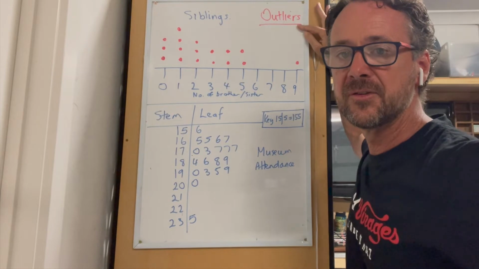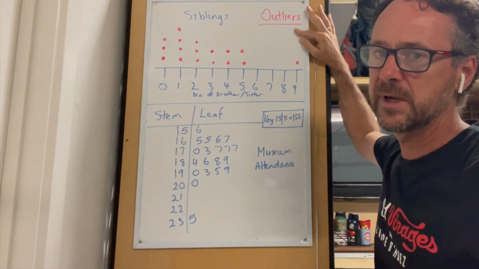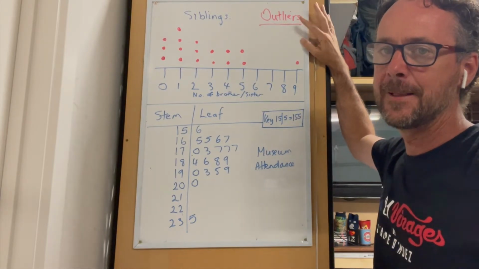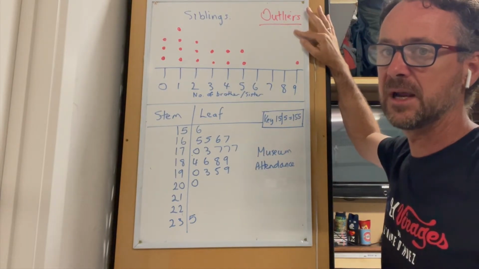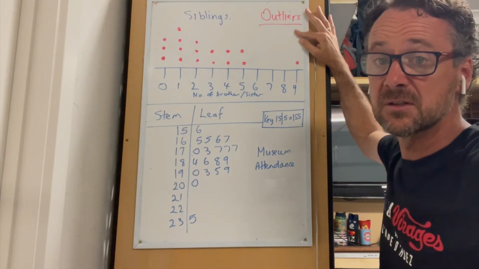Okay, outliers are a statistical element that we come across where we come across data that is unusual in the set of data. Now, sometimes this is because there's been an error in the collection. Sometimes this is just because of natural variation, okay?